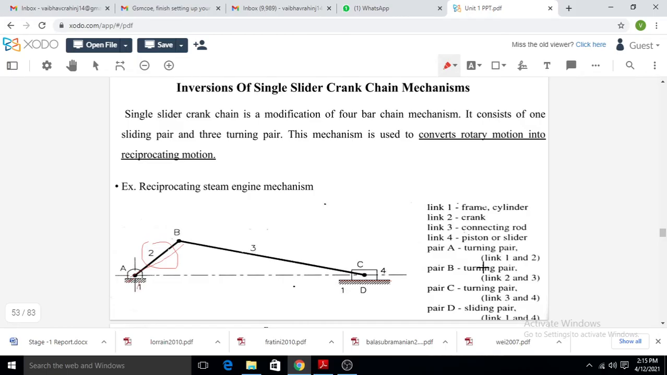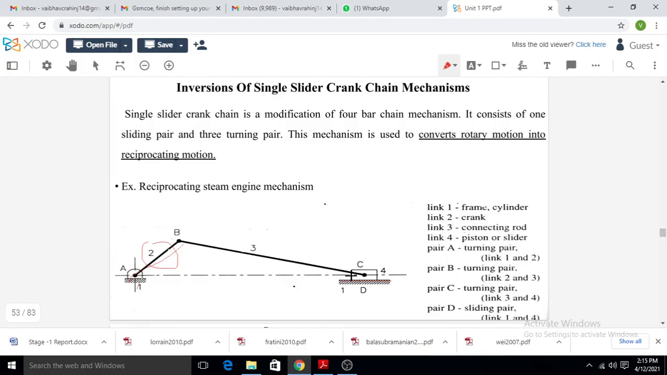This frame and this cylinder is link number 1. Link 2 is a crank. This length AB is called a crank. This is link 2. Link 3 is a connecting rod. B to C is called the connecting rod, and link 4 is a piston or a slider. This piston or slider is called link number 4.